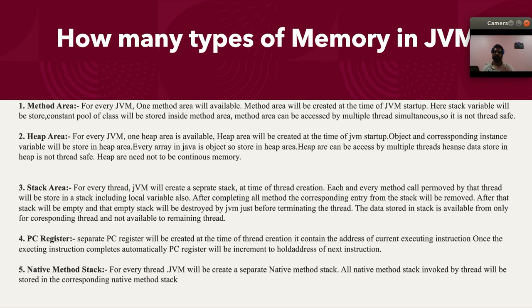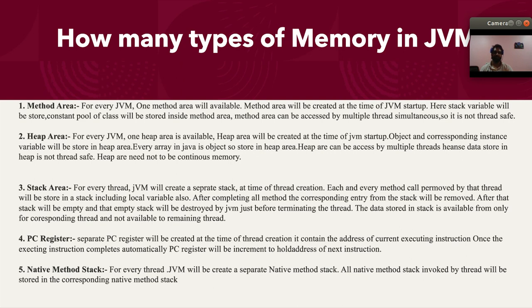So the thread's work is to call a certain method or do certain operations. All those method calls' info will be stored in this stack area, and the local variables will also be stored in this stack area. And once the thread does its operation and comes out of that method, all the space occupied in the stack area by that thread will be removed, right? So after that the stack will be empty, and that empty stack will be destroyed by JVM just before terminating the thread. So when the thread gets terminated, the stack area occupied by that particular thread will also get destroyed.